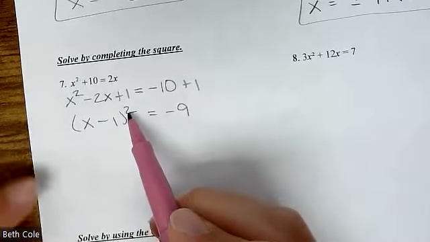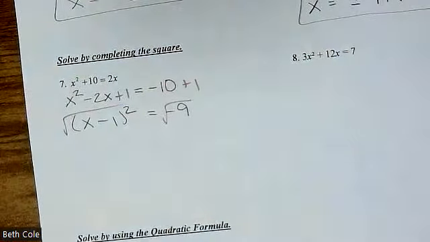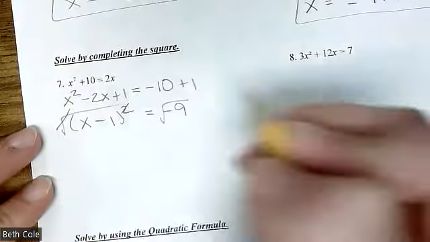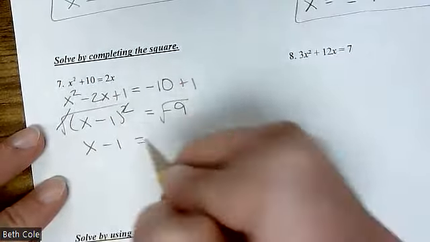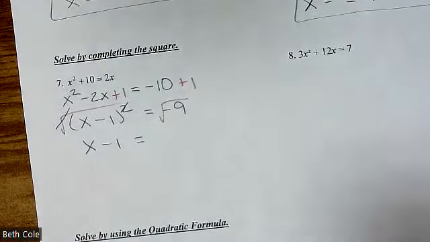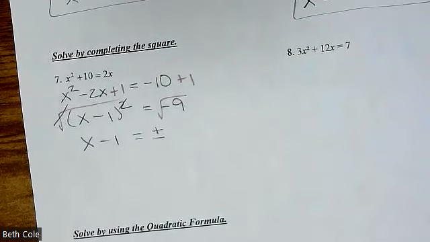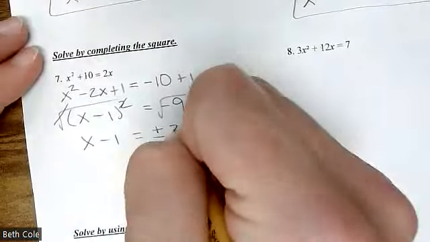How do you get rid of the squared? Square root. So that's what we did last time. Here, we're just going to actually finish the problem. So the square root and the squared cancel. It's x minus 1 equals, oh, I put a square root. That means I need plus and minus. And what's the square root of negative 9? It's 3i. Good.